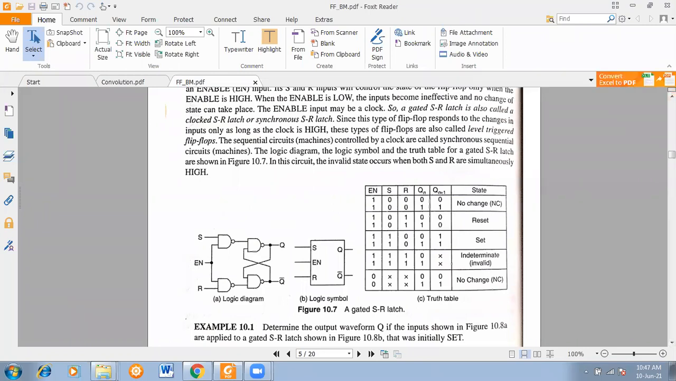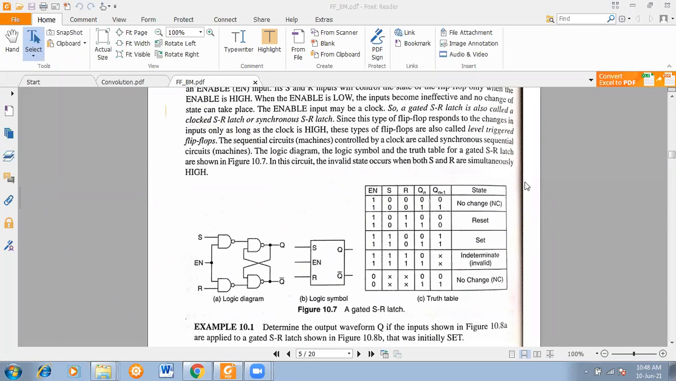reset state. Unlike the reset state, if you apply 1 0, that is S is equal to 1, R is equal to 0, and clock is there, then the output should be 1. Take both the cases, S equal to 1, R equal to 0. Present state 0, but the next state will be 1. Present state 1, then also next state will be 1. So irrespective of the previous state, the next state is always 1 if you give S equal to 1 and R equal to 0. That is called the set state.